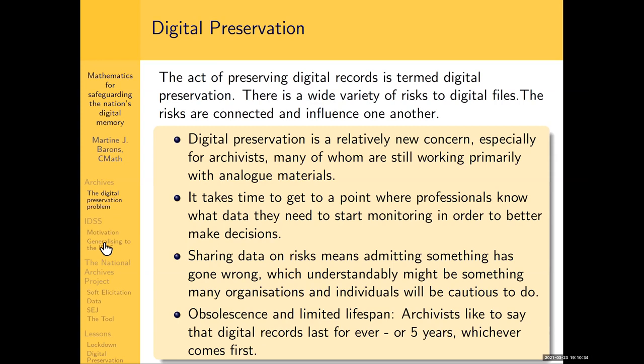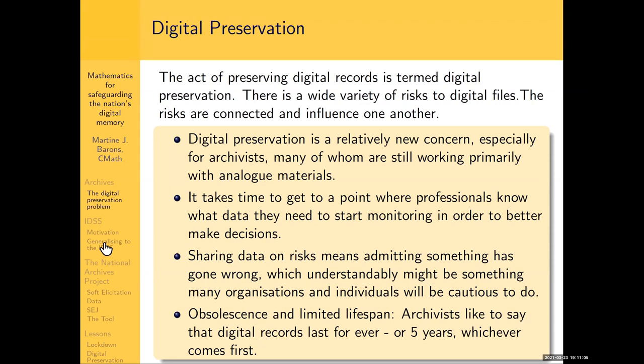And if things do go wrong, there can be a lot of social reasons why you wouldn't share that information, which means it's not available to collect and therefore not available to make decisions on. You might not want to admit, as one department to another within your organization, or as one archive to another, that something has gone wrong. So this gives a challenge when trying to make decisions about digital risk, about what the risks are, where they are, and how they are related.